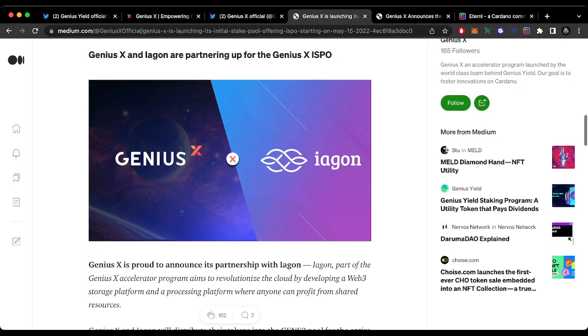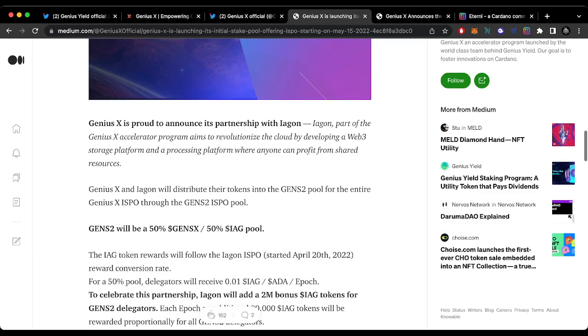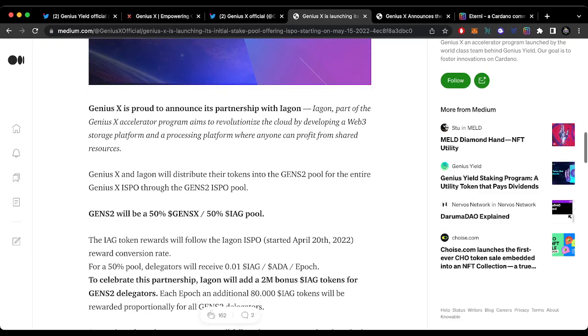Now, let's finish off this article and let's talk about it. So Genius X is proud to announce its partnership with Igon. Igon, part of the Genius X Accelerator program, aims to revolutionize the cloud by developing a Web3 storage platform and a processing platform where anyone can profit from shared resources.